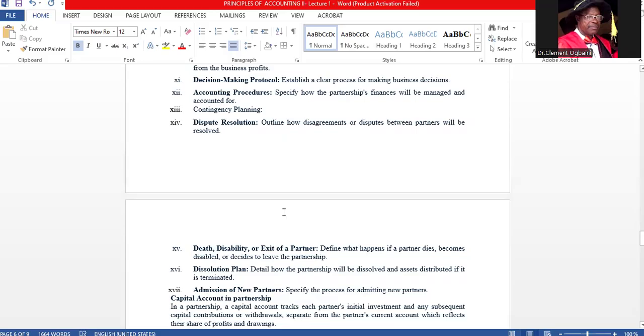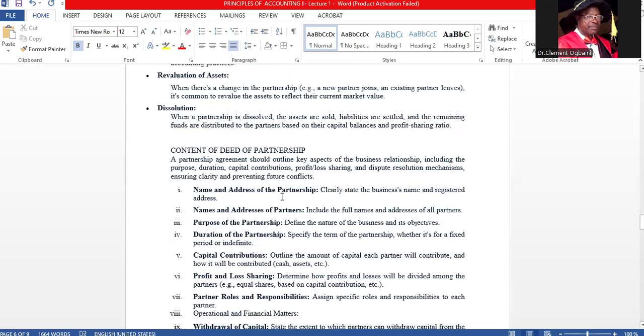And also, like we said before, it must be stated how new partners can be admitted. And also, if you want to dissolve the partnership, what is the plan if you want to dissolve it?